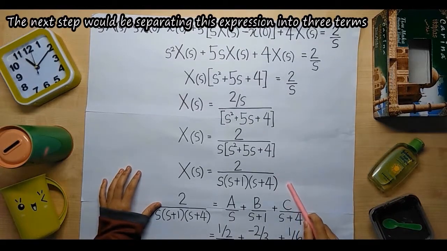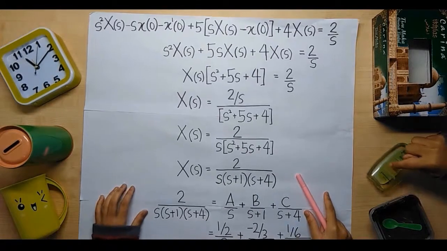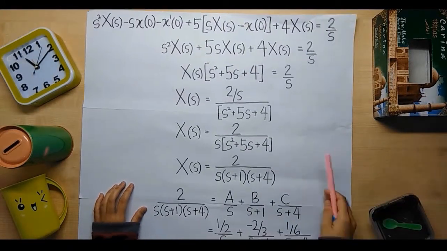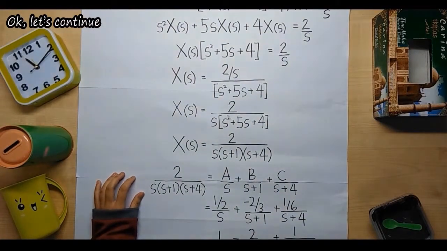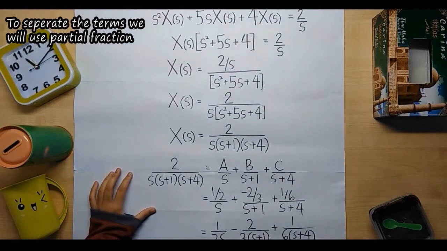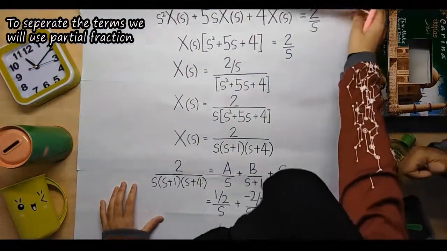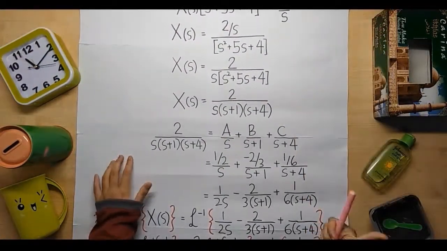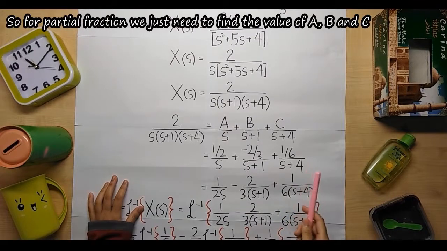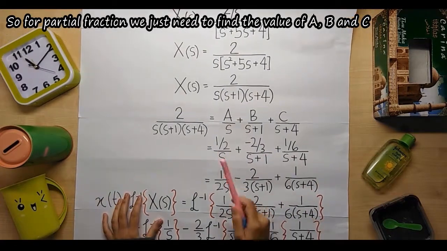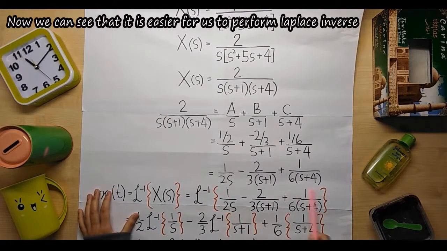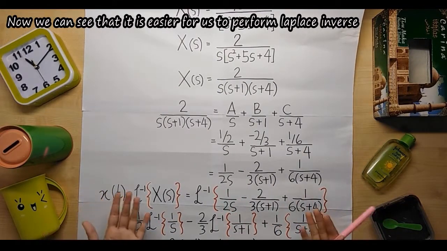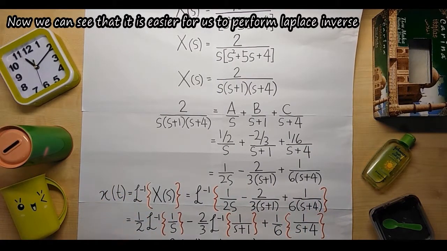The next step is separating this expression into three terms. To separate the terms, we will use partial fractions. For partial fractions, we just need to find the values of A, B, and C and substitute them back into the expression. Now, we can see that it's easier for us to perform the inverse Laplace.